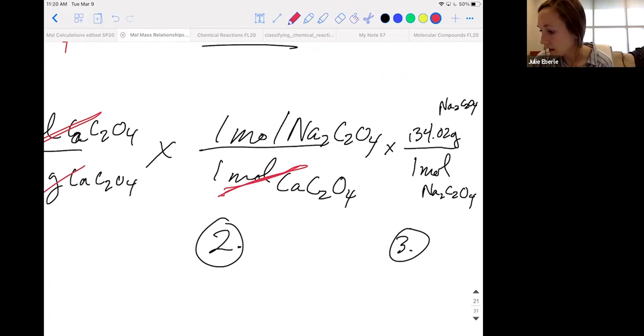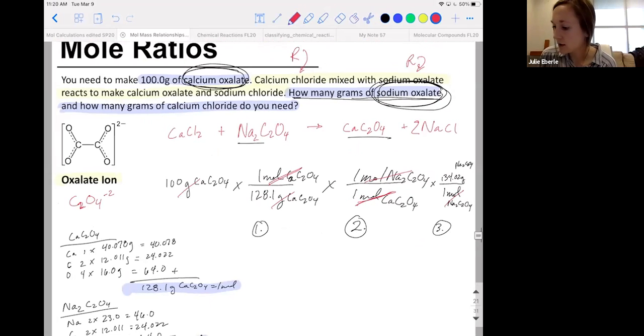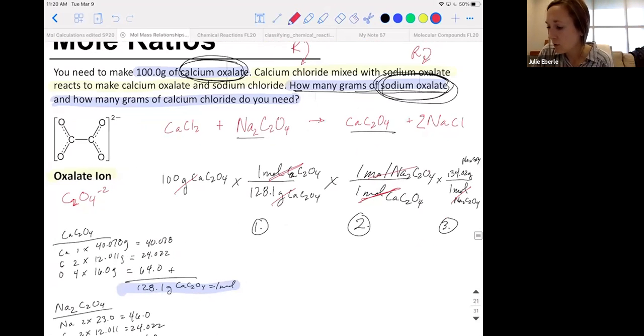And notice, lastly, again, moles of sodium oxalate cancel out. So now we're going to be left with grams. So anybody want to calculate this for us? 100 divided by 128.1 times 1 divided by 1 times 134. Then I got 104.6. Summer got that as well. Okay, it's confirmed. 104.6 grams.